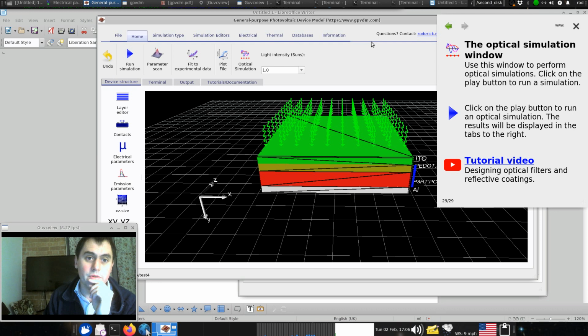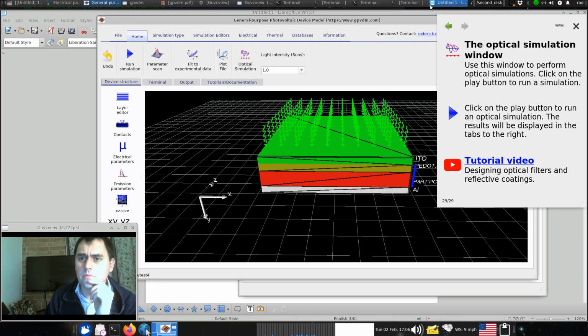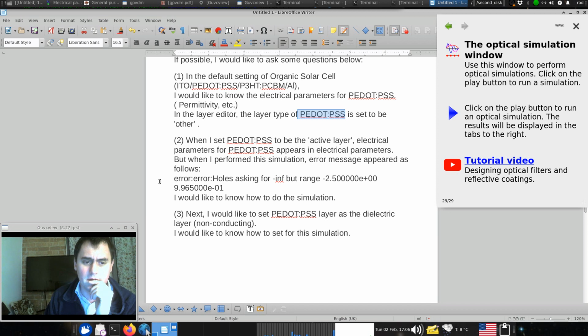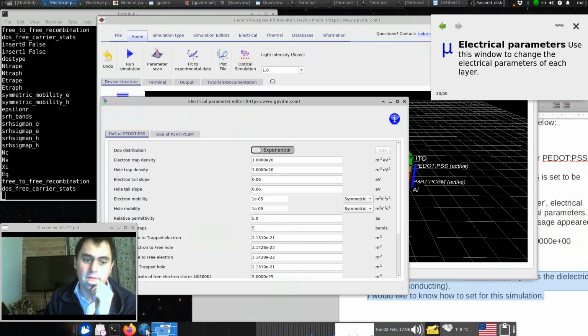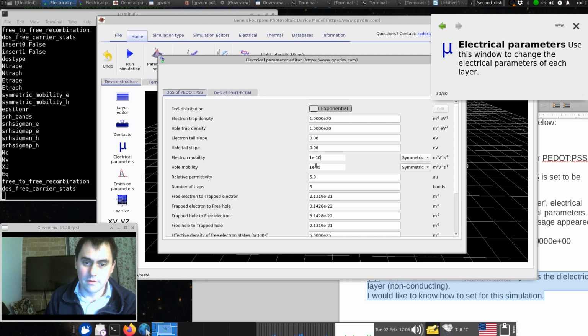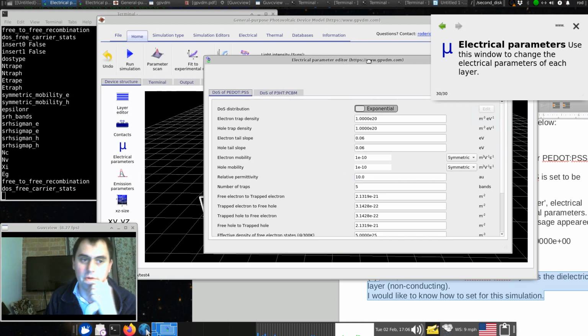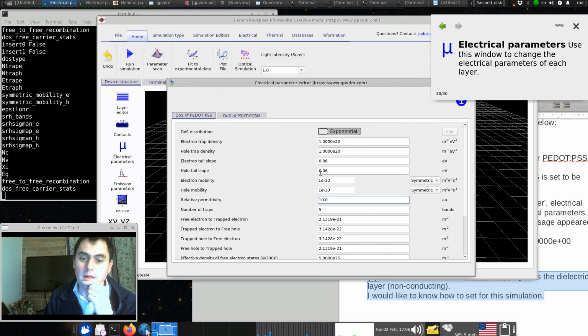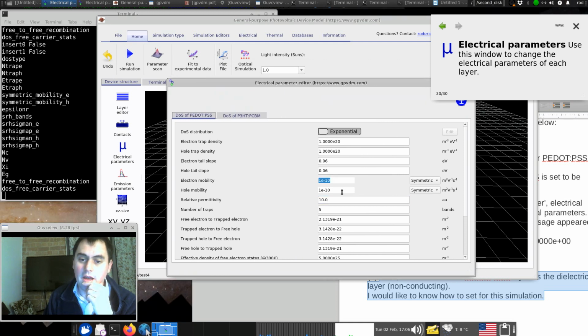So what was the other question? So now I would like to set the P dot layer as a dielectric, non-conducting. If you want the P dot layer to be non-conducting, you could just set the mobility to be very, very low, say to -10 there, and you can play with the dielectric. Where's dielectric? Ah, the permittivity there, so you, I don't know, set it to say 10, which is probably not realistic at all. But obviously you've now effectively got a carrier blocking layer here.